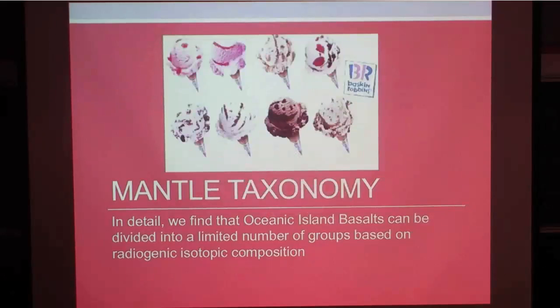This is the Baskin-Robbins 33 flavors version of mantle geochemistry. I like that ice cream analogy because I'm going to come back to it in a minute, towards the end of the talk.